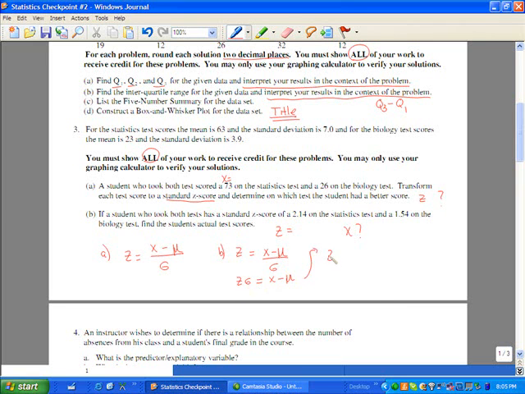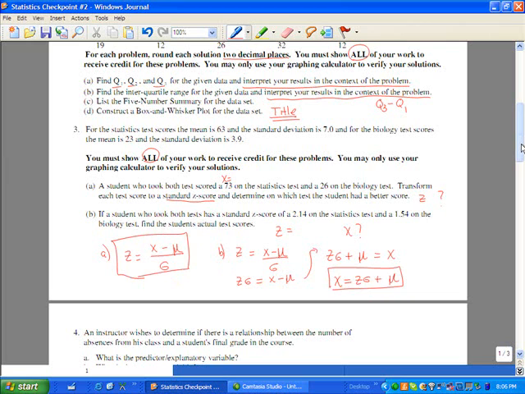So I've got z times sigma plus mu equals x, or we can turn that around and say x equals z times sigma plus mu. That is the standard score times the standard deviation plus the mean. These are two very important formulas that we will use throughout the semester.